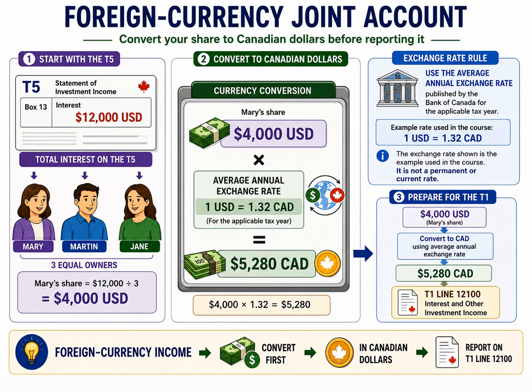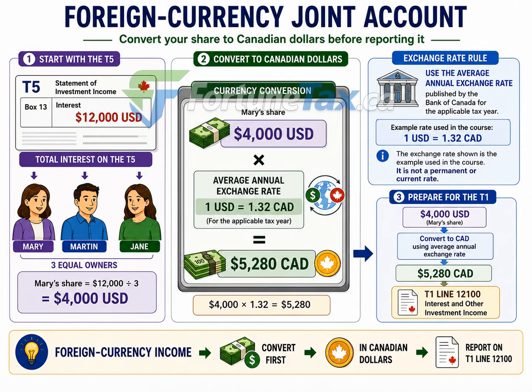Because Mary is preparing a Canadian tax return, she cannot simply report the $4,000 as $4,000 of Canadian income. The foreign currency amount must first be converted into Canadian dollars. The course uses the average annual exchange rate for the applicable tax year. For this example, the exchange rate is $1 equal to 1.32 Canadian dollars.